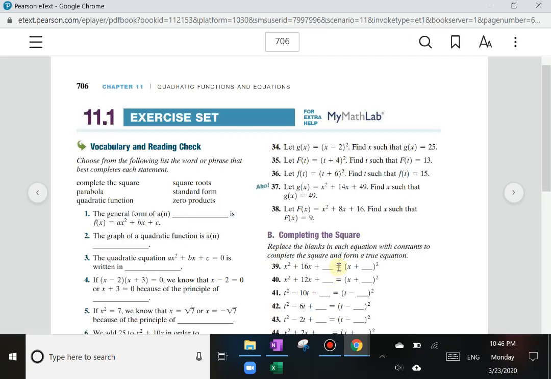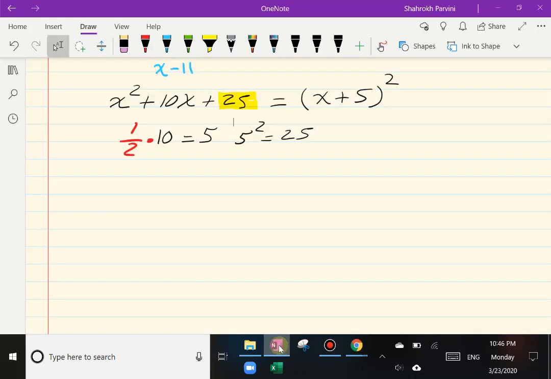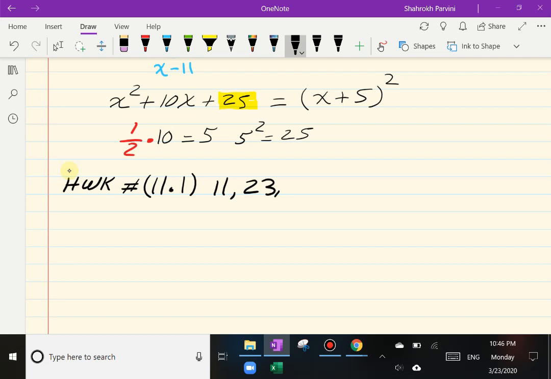Okay, so here are the exercises on page 706, section 11.1. Now, for your homework, here's what I have, which is on the homework document I sent you at the beginning of the semester, and it's on Canvas also. So let me write down your homework problems. Your homework, section 11.1, you're doing exercises numbers 11, 23, 41, 53, and 65. So those are the ones you're looking at.